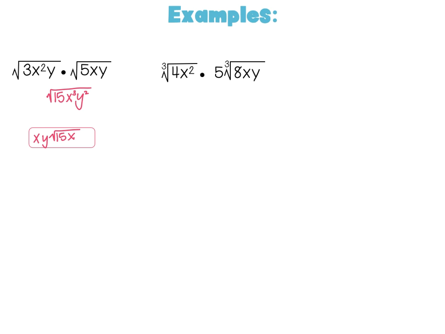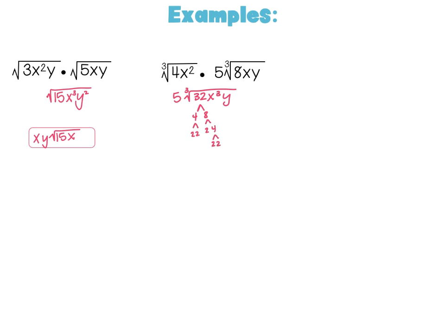Next, remember outside times outside, inside times inside. You don't want to forget. Remember, first, obviously, the index has to be the same, which it is. It's a 3 in both of these. But then we have to make sure that we include the 3 in our answer when we do so. Next, we'll need to simplify, so we'll make our factor tree.